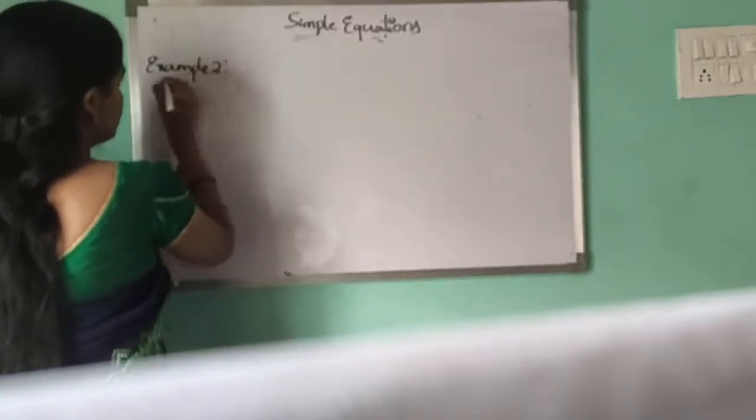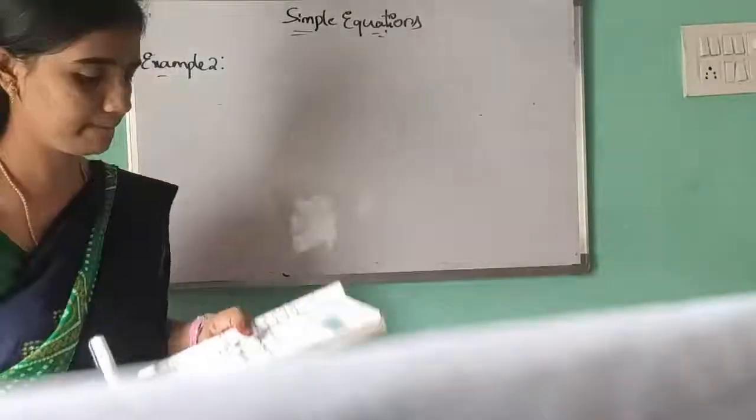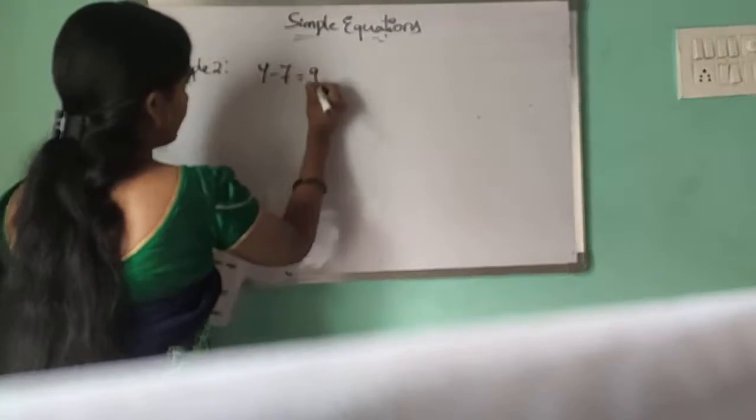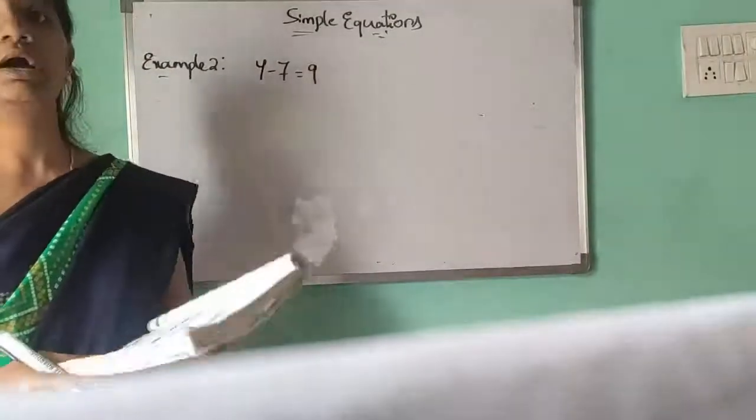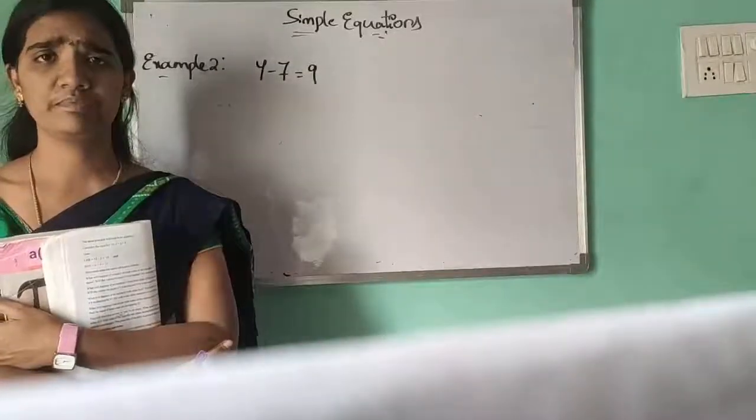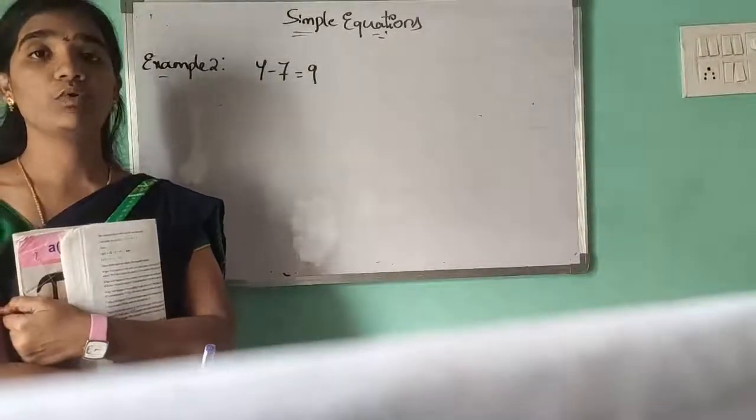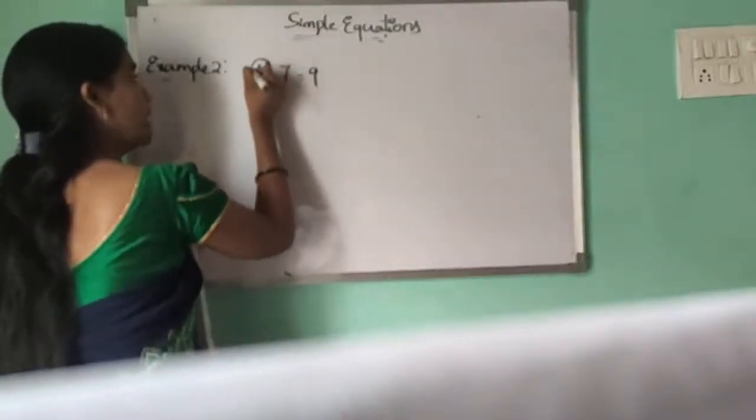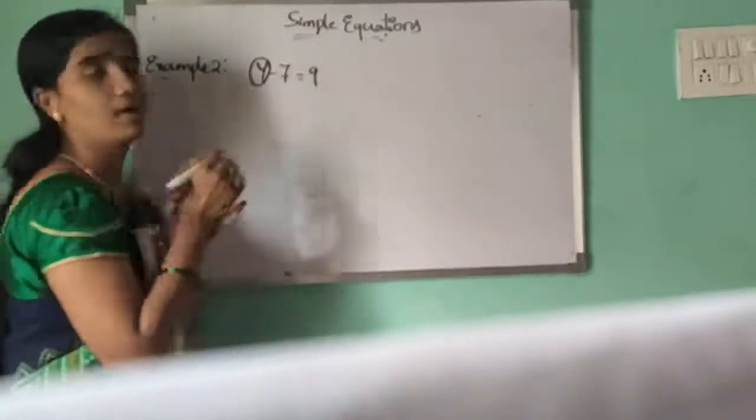Example 2: y minus 7 equals 9. Find the solution of the equation. Here also, you will get the value of the variable. The variable means y; y is the variable. You have to find the value of y.